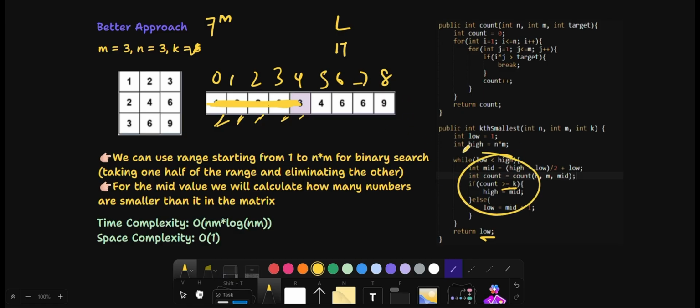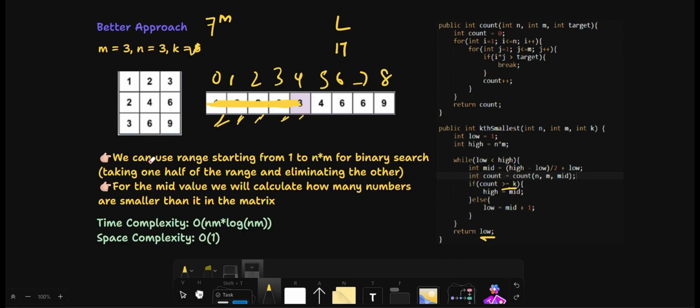So let's see that algorithm. We'll use a range starting from 1 to n times m, as you have seen, for binary search, taking one half of the range and eliminating the other. For the mid value, we'll calculate how many numbers are smaller than this so that we get to know the position of this particular value, whether it's the fifth smallest element or the fourth smallest element.